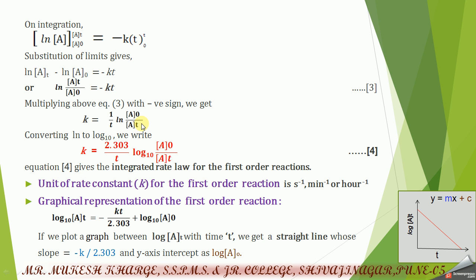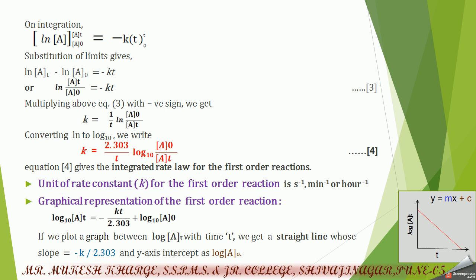Okay, now here ln means log to the base e. If we change the base to 10, then we have to multiply the equation by a number 2.303. So our equation becomes k is equal to 2.303 upon t log to the base 10 A0 upon At. This equation number 4 gives the integrated rate law for first order reactions.